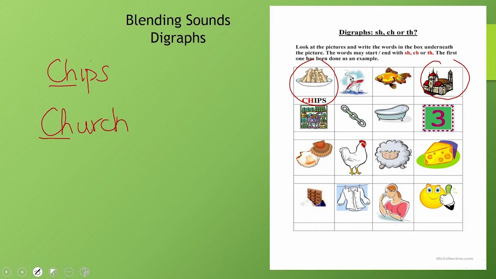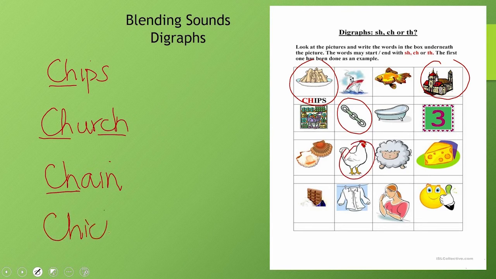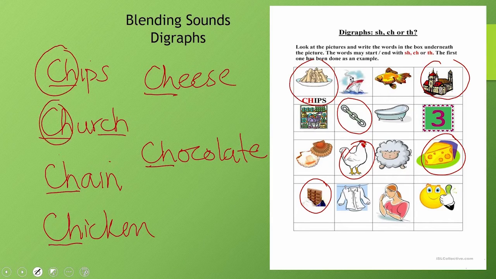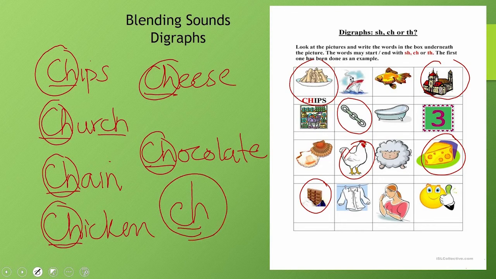Church. The word church has two ch sounds. Ch, chain. Ch, chicken. Ch, cheese. Ch, chocolate. When C and H combine together, they make the sound ch.